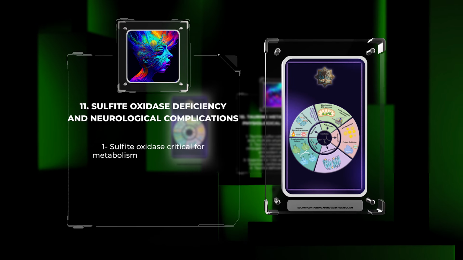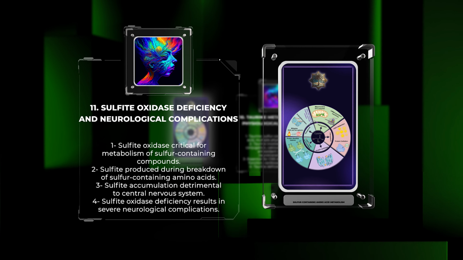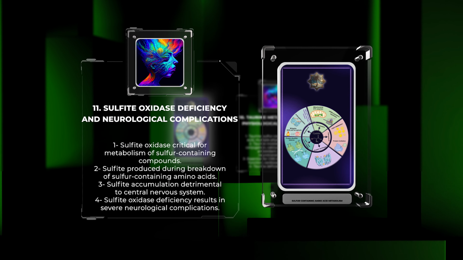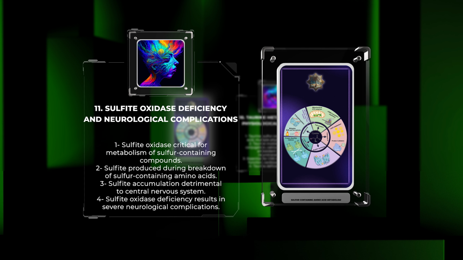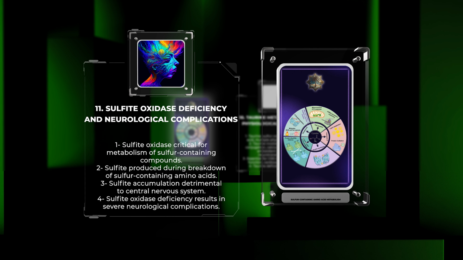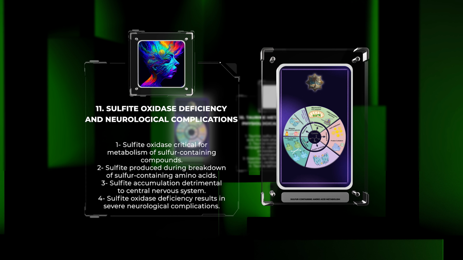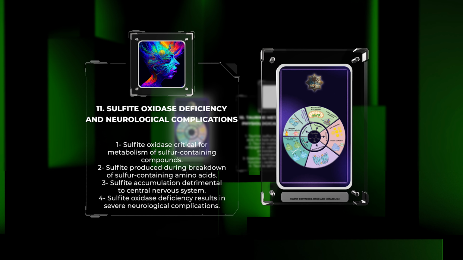Sulfite oxidase is an enzyme critical for the metabolism of sulfur-containing compounds, specifically the detoxification of sulfite. Sulfite is produced during the breakdown of sulfur-containing amino acids, and its accumulation can have detrimental effects on the central nervous system. Individuals with sulfite oxidase deficiency, a rare genetic disorder, experience severe neurological complications due to the inability to eliminate sulfite efficiently. Symptoms may include seizures, intellectual disability, and neurological regression. Management of sulfite oxidase deficiency typically involves dietary restrictions and supportive care.